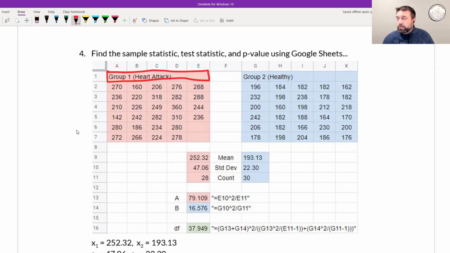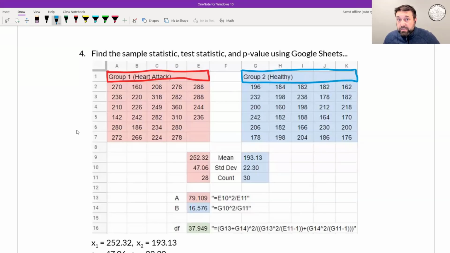So group number 1, someone had a heart attack. They went to the hospital. They were stabilized. And after being stabilized, a blood draw was done and they measured their cholesterol level. And then you have a second group of people whose cholesterol level was just measured at their annual physical exam. So you go in to see your doctor for your physical, they draw some blood, they measure the cholesterol level.